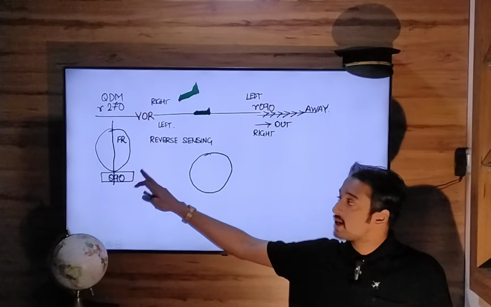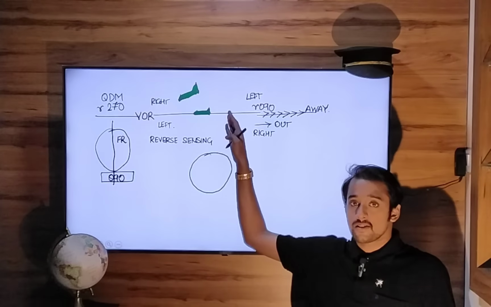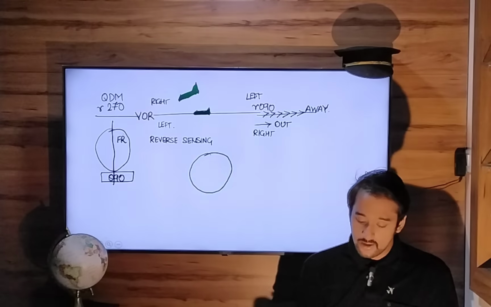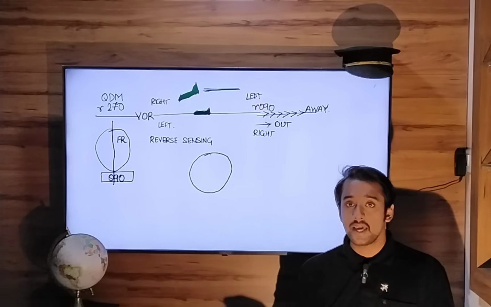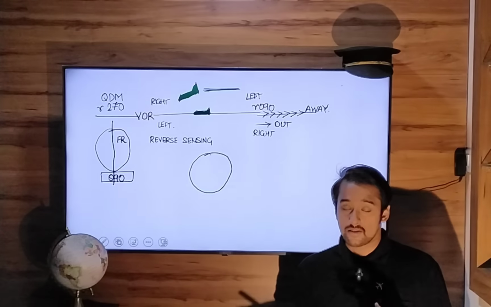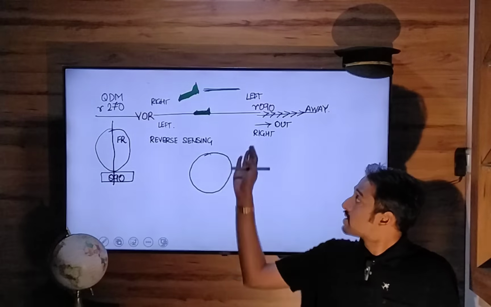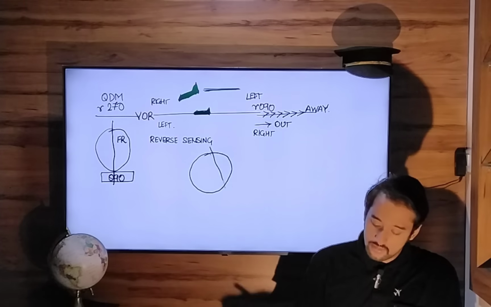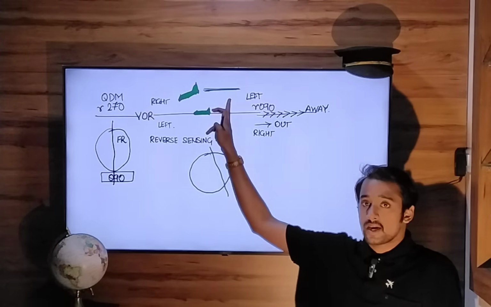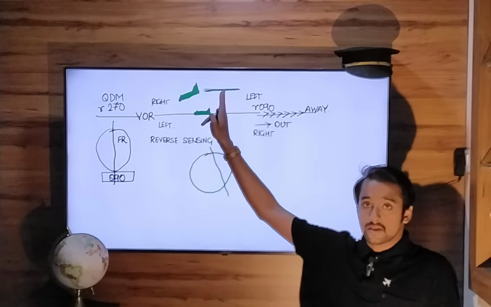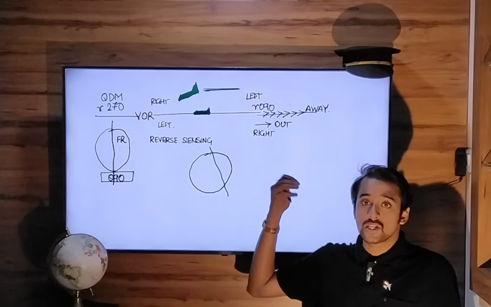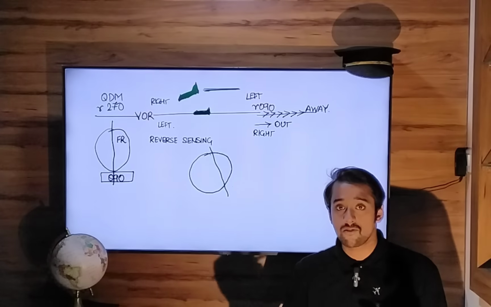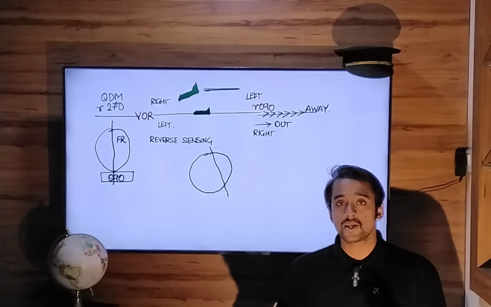So that means according to the 090 radial going outbound, if you are somewhere on this side, the CDI needle will get the information that the aircraft is to the left of 090, and therefore it has to come to the right hand side so that it comes back to its original course or original track. Okay, so this is what reverse sensing is, the reverse of normal or the opposite of normal.